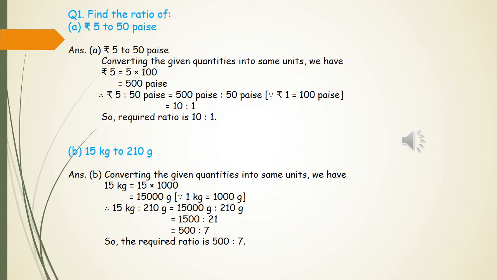Similarly, part B also has two quantities. One is 15 kg and the second one is 210 gram. Here also we need to convert because kg and gram are not the same, and 1 kg is equal to 1000 gram. So 15 kg will be 15 into 1000, that is 15,000 gram. So we are basically comparing 15,000 gram to 210 gram. When we bring them to lowest term, gram gets cancelled. So we are getting the final ratio to be 500:7.